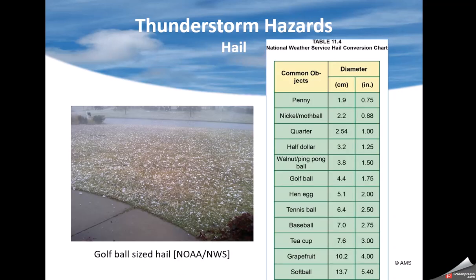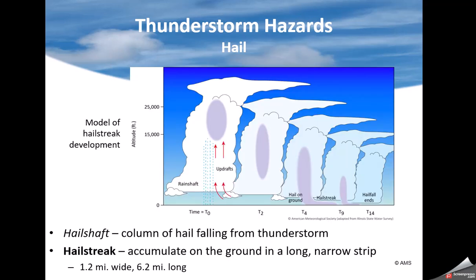And here's the hail. So we know that 1 inch is severe. Well, that means it's got to be at least quarter size. Anything less than quarter size is not considered severe. Can do some damage, but not severe damage. And yes, there have been softball size or greater diameter hail.